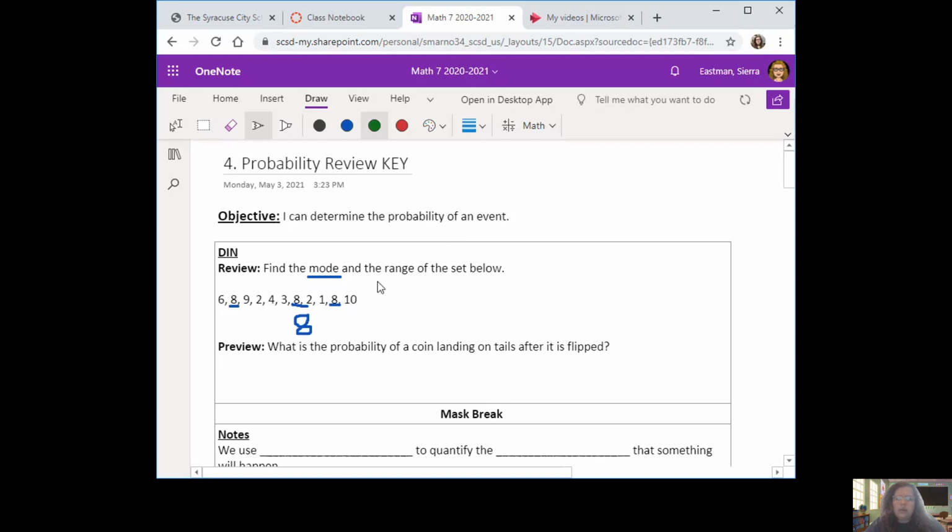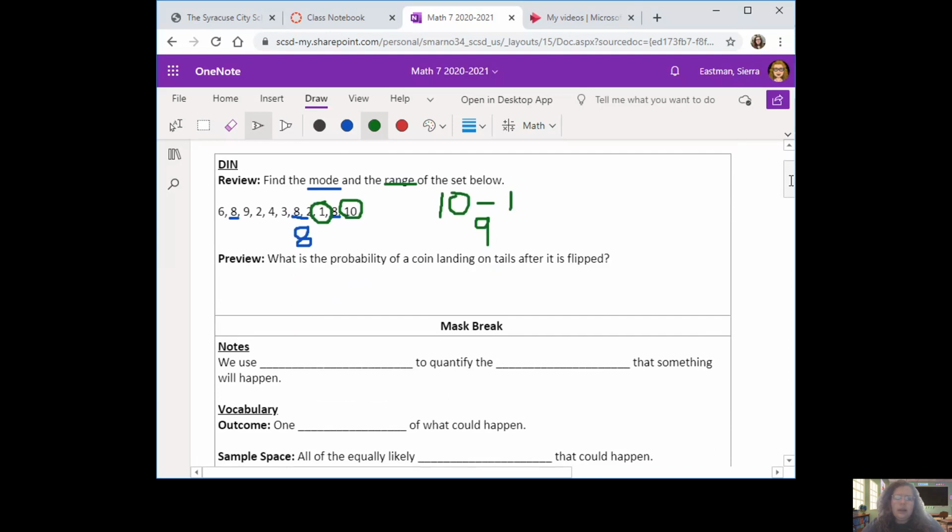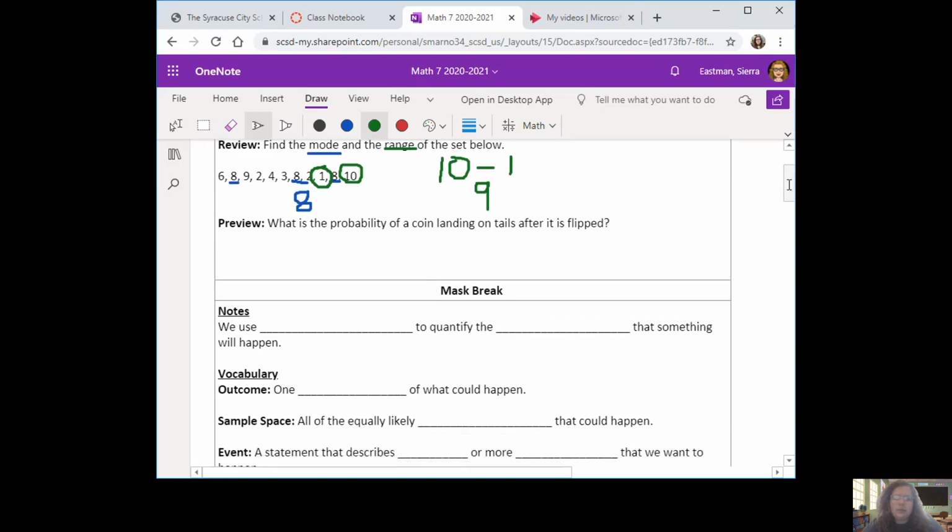In green, I'm going to do the range of this set, and the range does include the greatest number, and then also the smallest number, because we have to find the difference of those, 10 minus 1, to get our range, which should be 9. Then we're going to go ahead and move on to this preview question.